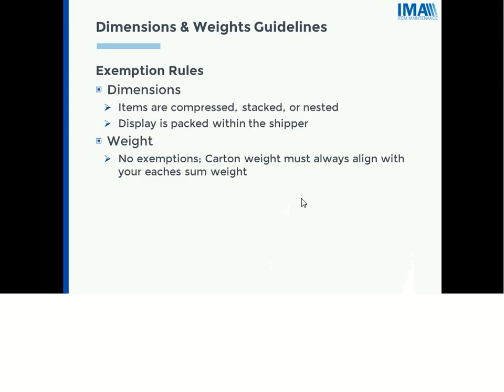There are some exemptions, and we do have exemption rules. It's a flag that you can mark during the item setup. Basically, if you have items that are compressed, stacked, or nested, or if you have a display pack within the shipper. So let's say you have chairs and you can stack the chairs on top of each other, or you have pillows in a carton, when you put the pillows in, they can be compressed, so they can take up less space than what the minimum cube sum value would be. So those are examples where you could use the dimension exception indicator.